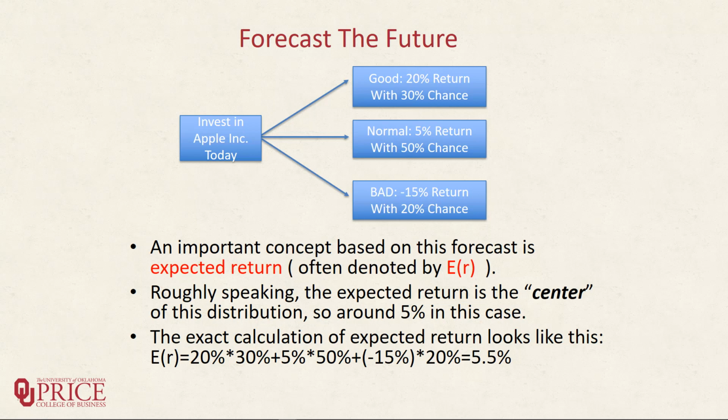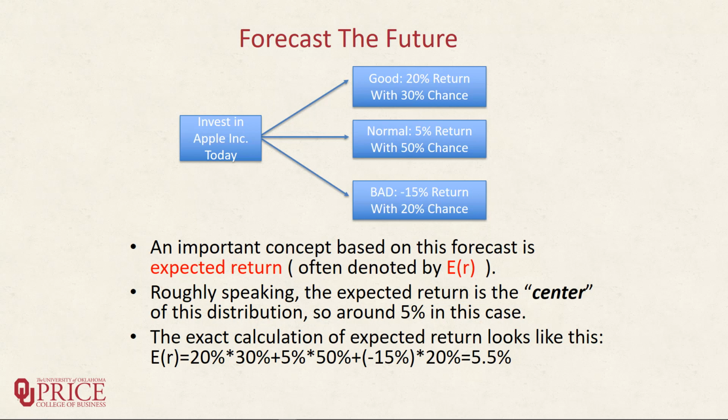So once we have the distribution or the forecast of future stock returns, the next concept to learn is the expected return. Very often, we use ER to denote expected return. E is for expectation, R is for return. So what is the expected return?